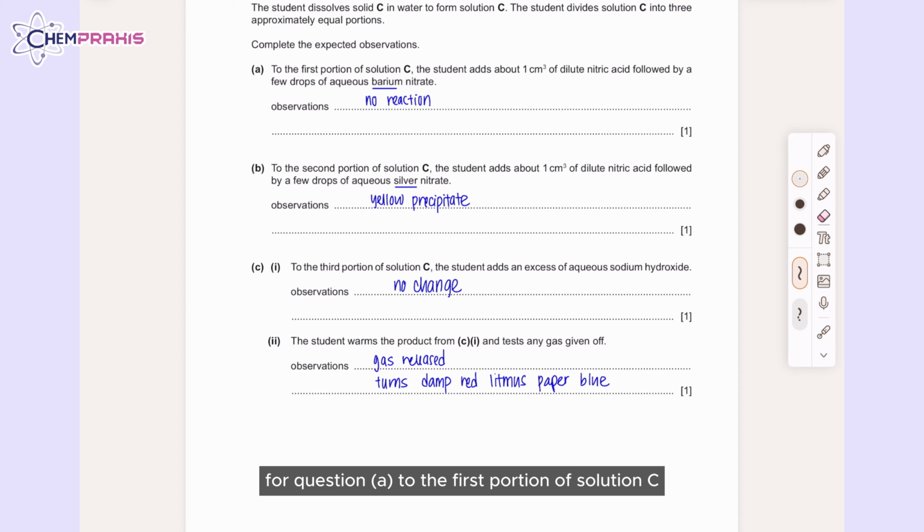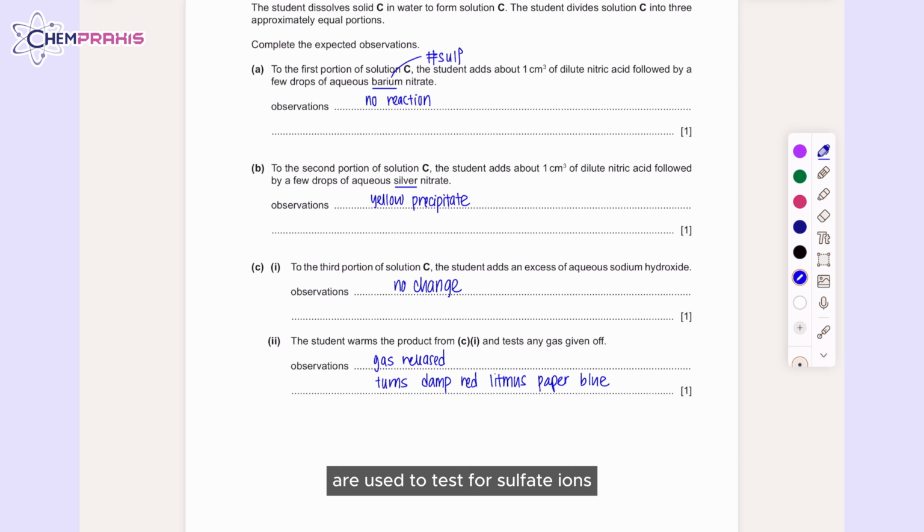For question A, to the first portion of solution C, the student adds about 1 cm³ of dilute nitric acid followed by a few drops of aqueous barium nitrate. Barium nitrate, particularly barium, is used to test for sulfate ions. So if sulfate ions are not present in this case, there will be no reaction.